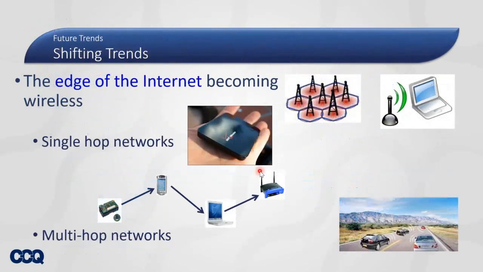The edge of the network is becoming wireless. We have single hop networks and multi-hop networks. What is the difference? Single hop networks have direct communication between source and destination, whereas multi-hop networks use intermediate nodes to relay data between source and destination.